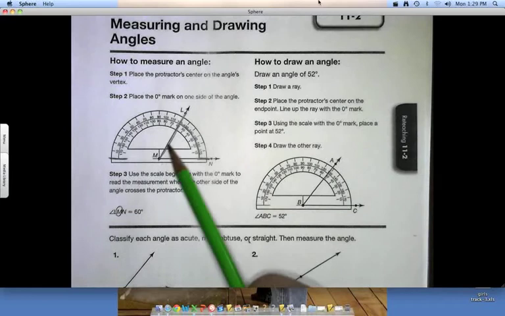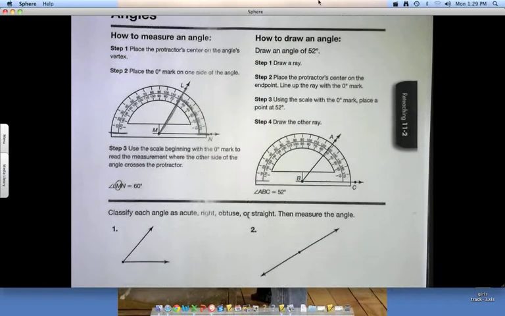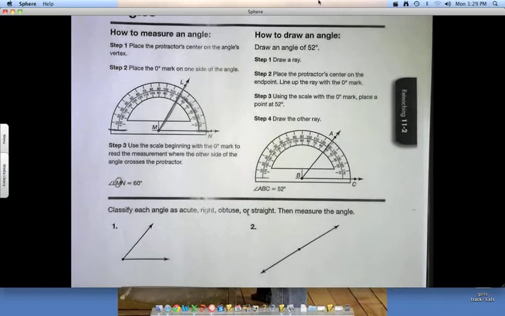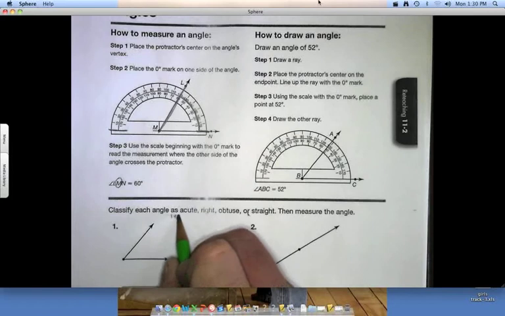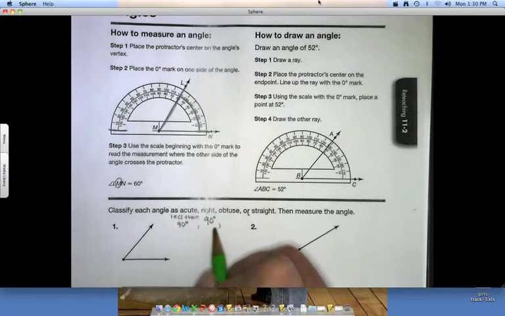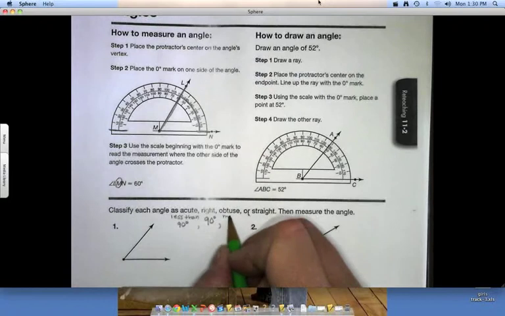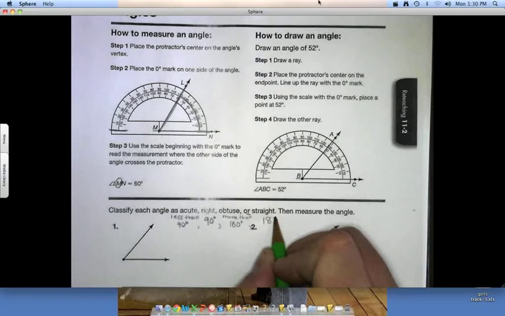Now, in regards to whether it is 60 or 120, there are different angle types. And down here at the bottom, you see those different types. Classify each angle as acute, right, obtuse, or straight. Acute angles are any angles that are less than 90 degrees. A right angle is going to equal 90 degrees. Obtuse is going to be any angle more than 90 degrees and less than 180 degrees. And a straight angle is a straight line which measures 180 degrees.